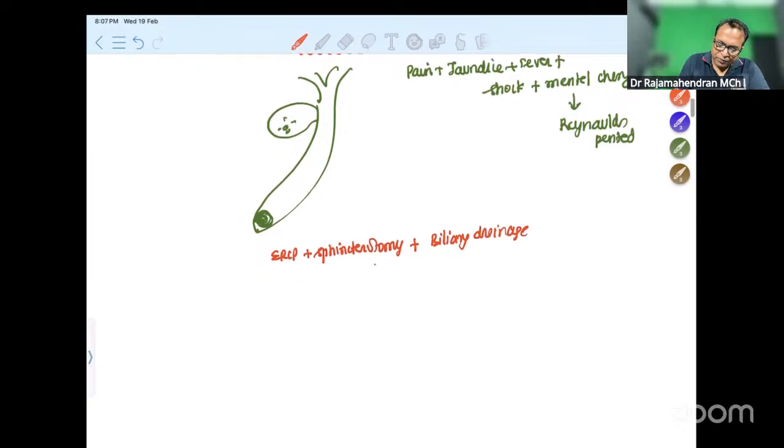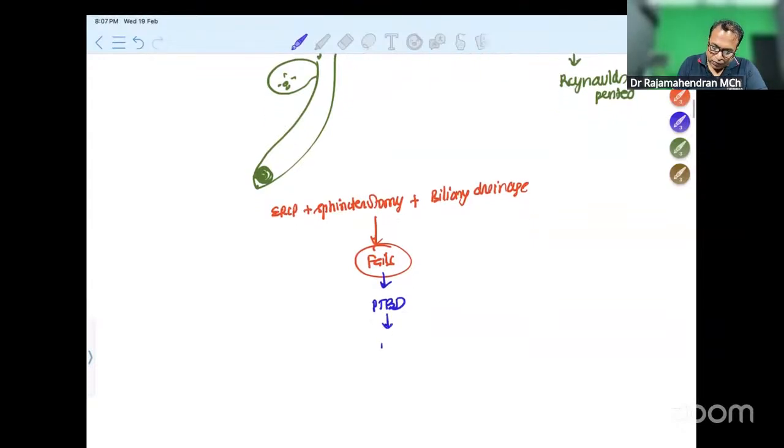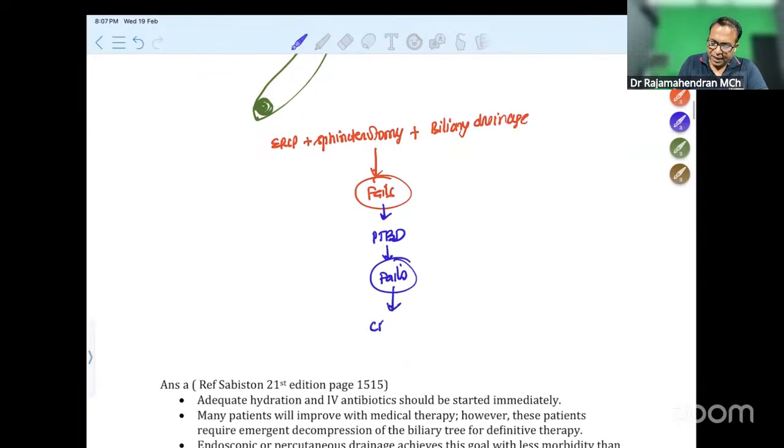So ERCP plus sphincterotomy plus biliary drainage. If this procedure fails, if ERCP sphincterotomy fails, then we have to go for percutaneous transhepatic biliary drainage of the bile. If that also fails, then only the last option is CBD exploration. Only when everything else fails, we will go for that last option. Don't forget CBD exploration as a last option. ERCP, sphincterotomy, and biliary drainage. If it fails, go for PTBD. If it fails, go for CBD exploration.